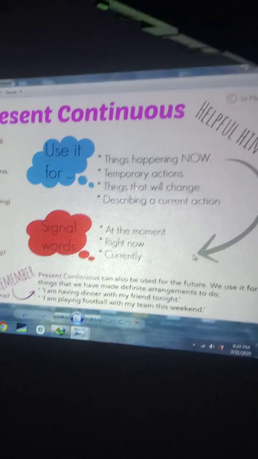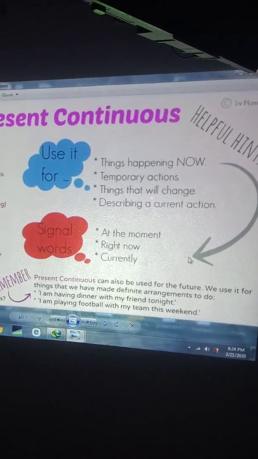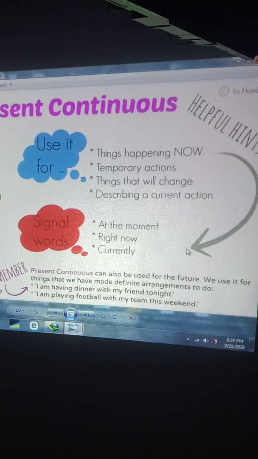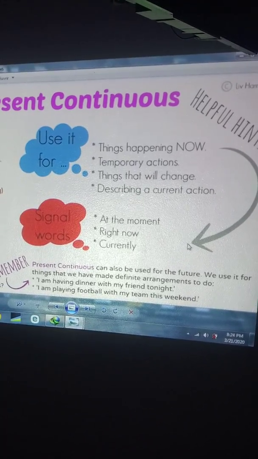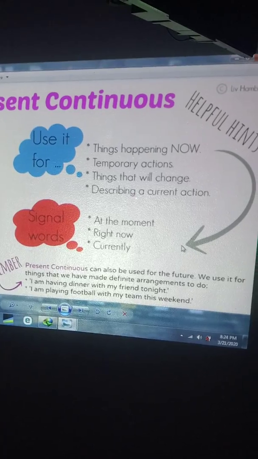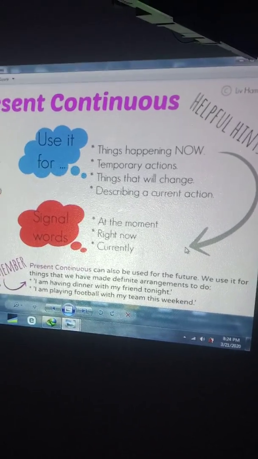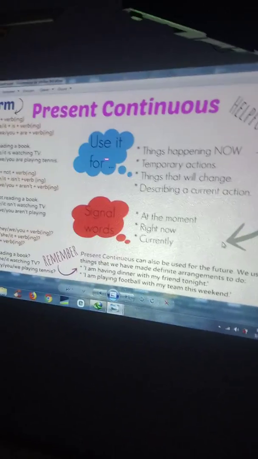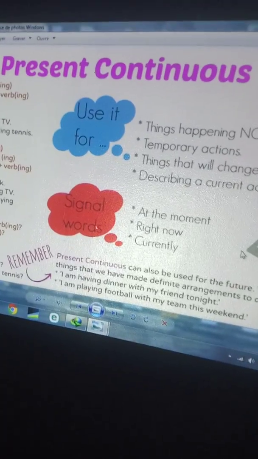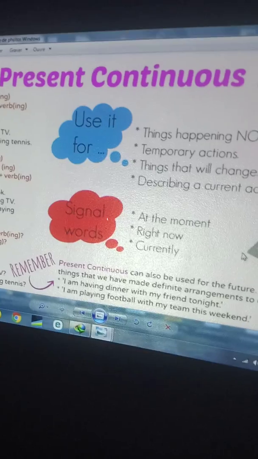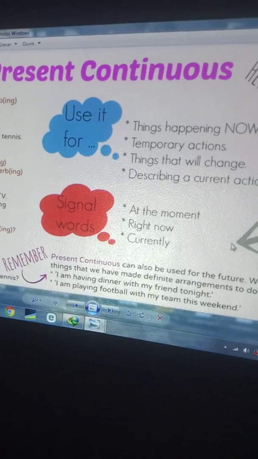Now, or things that will change. They are not the same. Or describing a current action. It's right now. Okay, that's for the use of the present continuous. Now for signals. How do we know that in a sentence the present continuous is used?